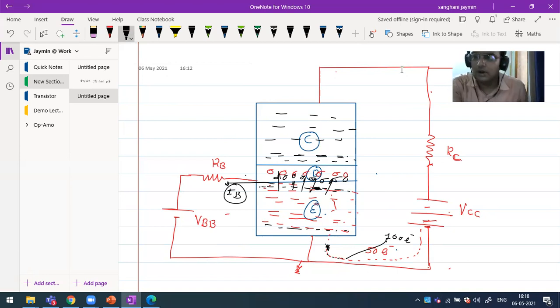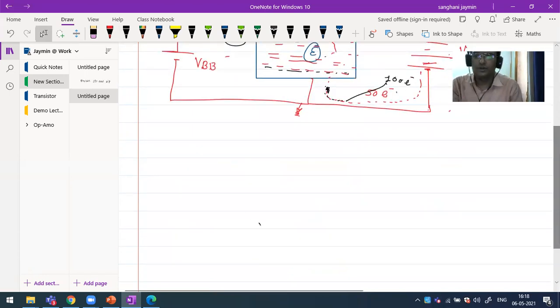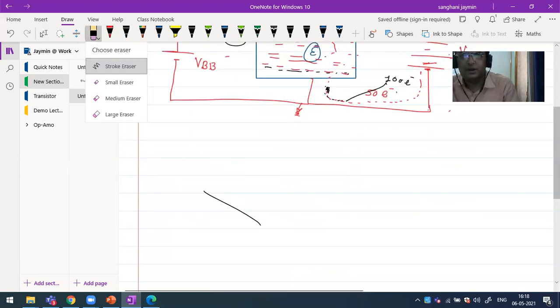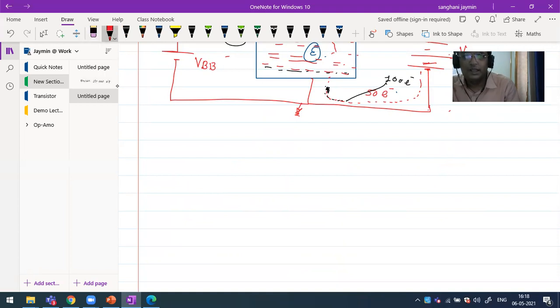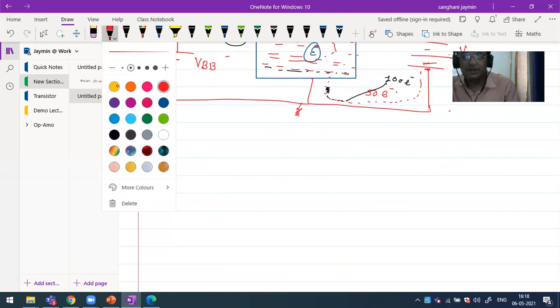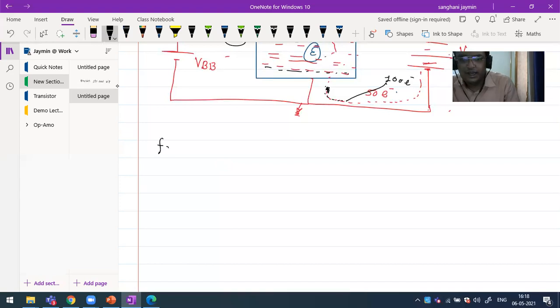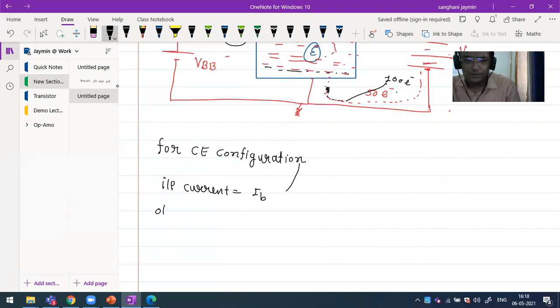So for common emitter configuration, please remember that point: the input current is IB and the output current is IC.